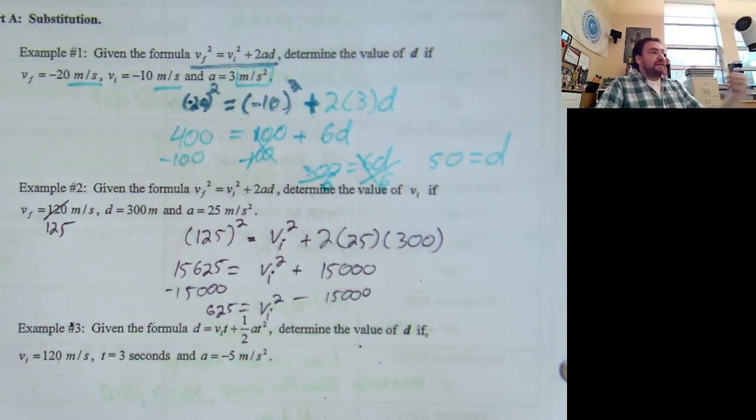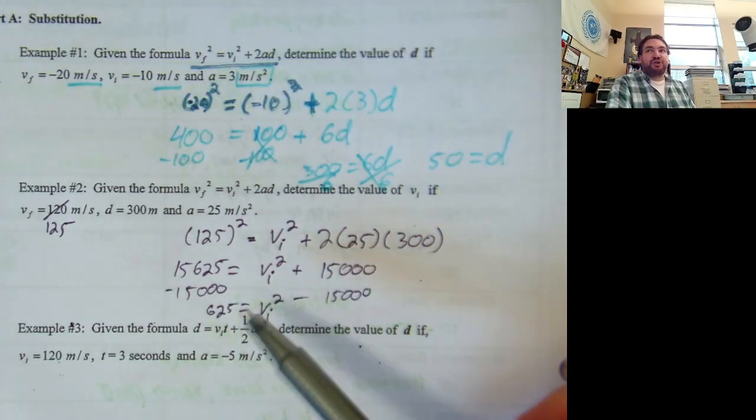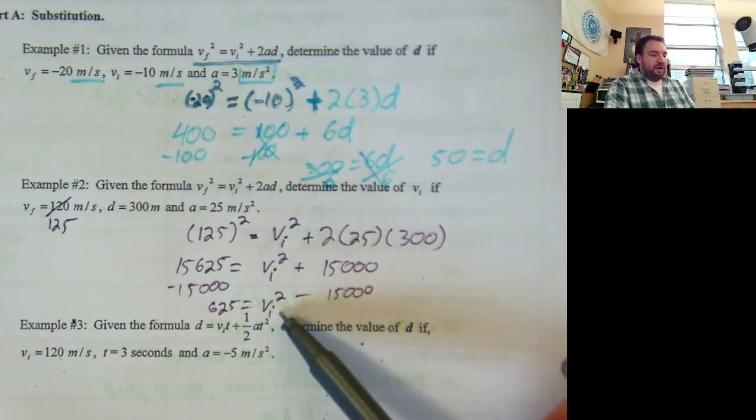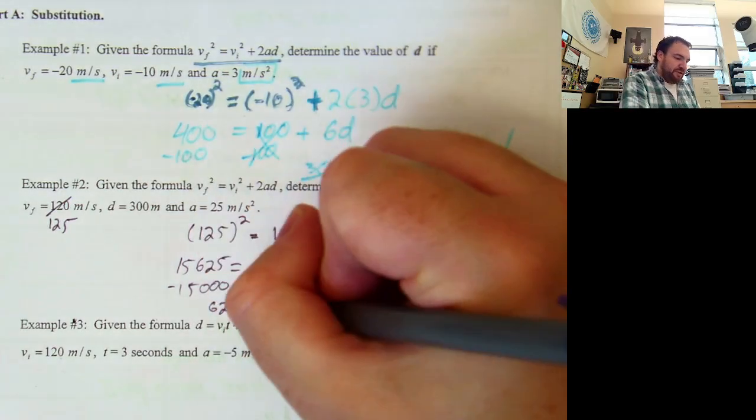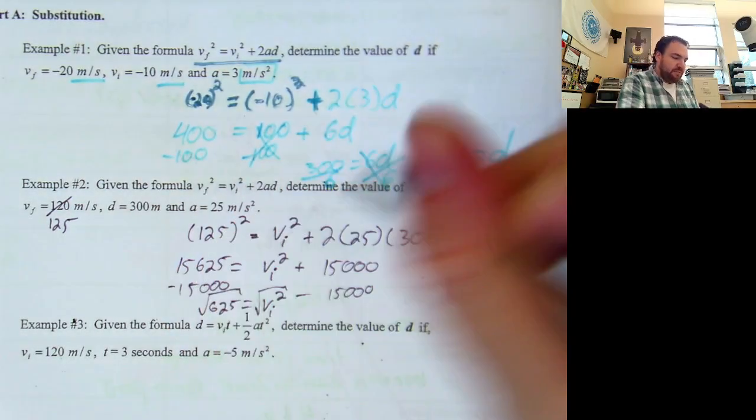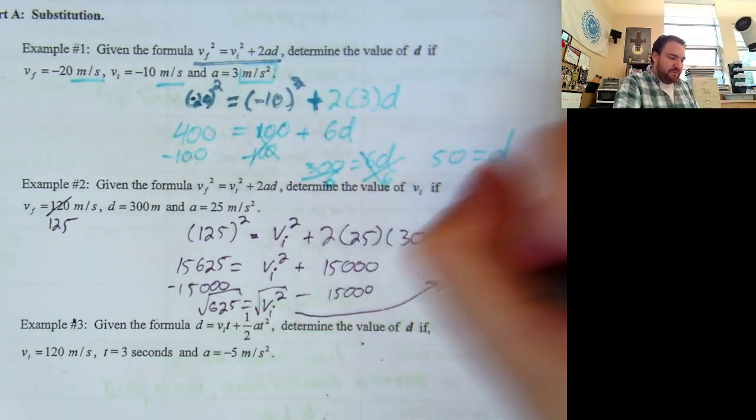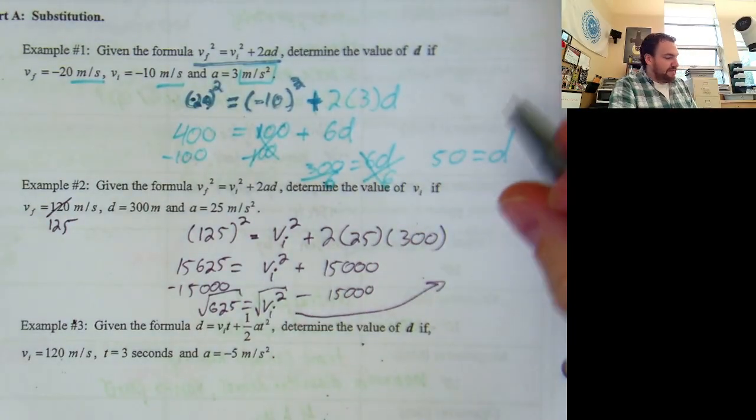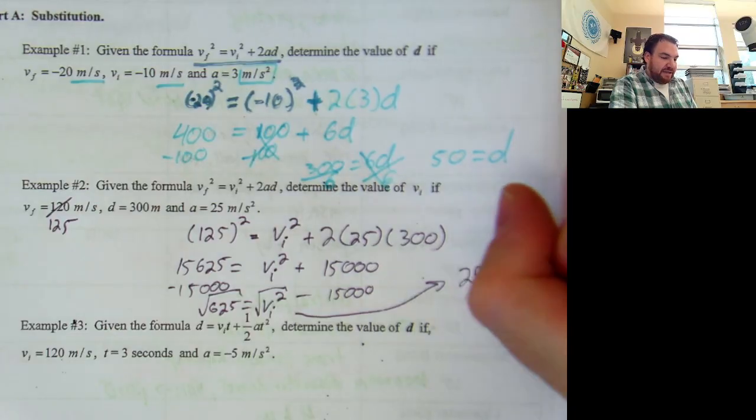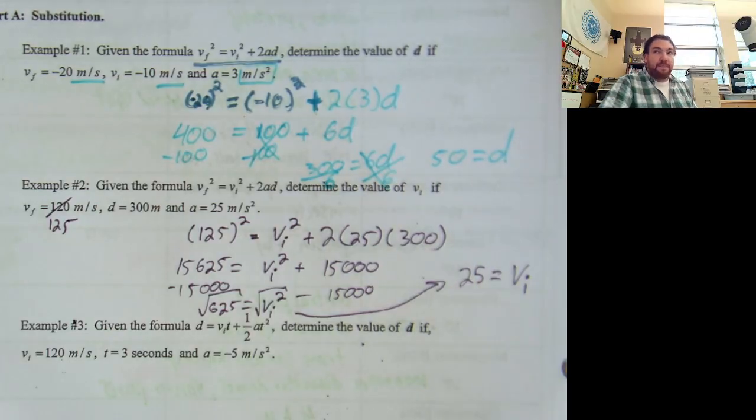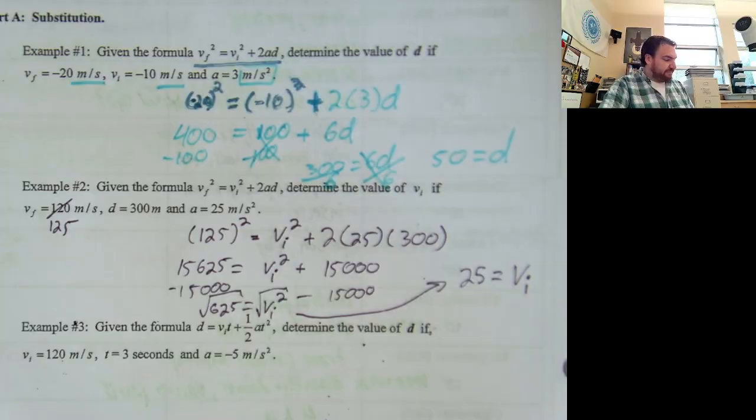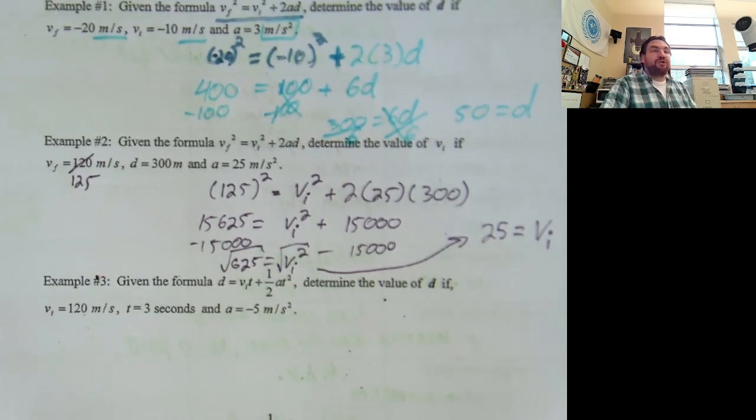To get VI by itself at this stage, because we're squaring it, the opposite of squaring is square rooting. Square root of 625 is 25 equals VI. Comments, questions, concerns? Okay, cool. If there's no comments, questions, concerns, I want you to do example number 4.